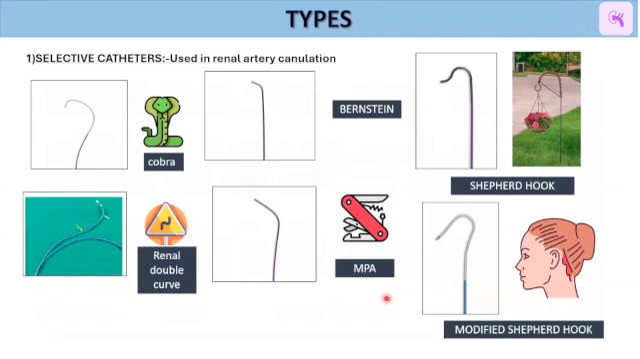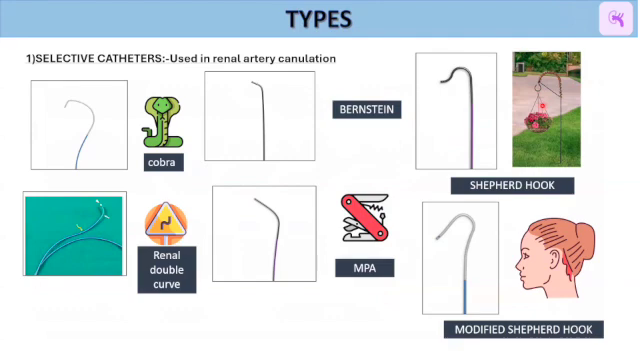Now the selective catheters. What are selective catheters? Selective catheters are used for visceral cannulation, like renal artery catheterization. So for renal artery catheterization, most commonly we use Bernstein or Shepherd hook catheter. This is a Shepherd's hook.